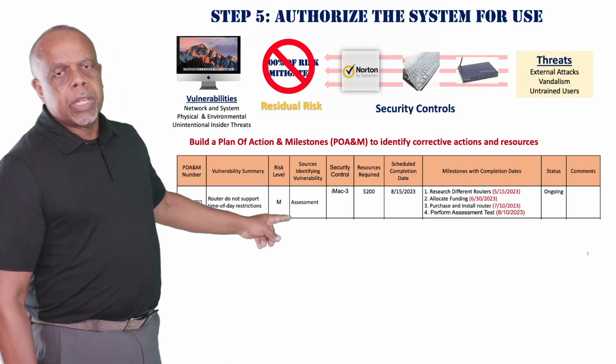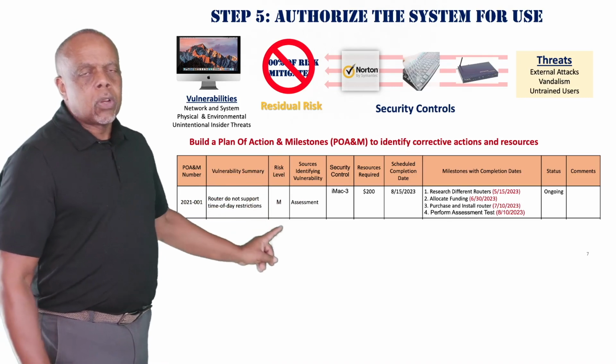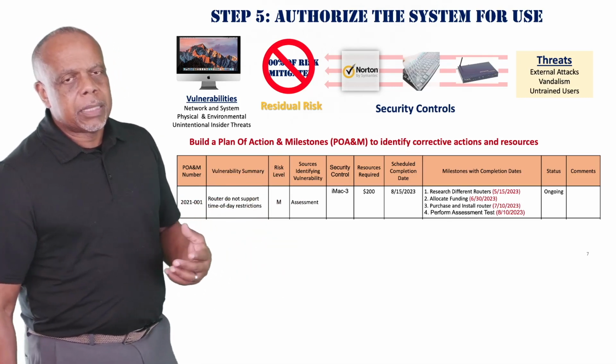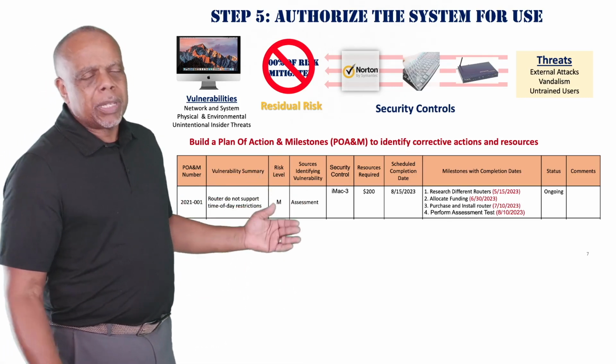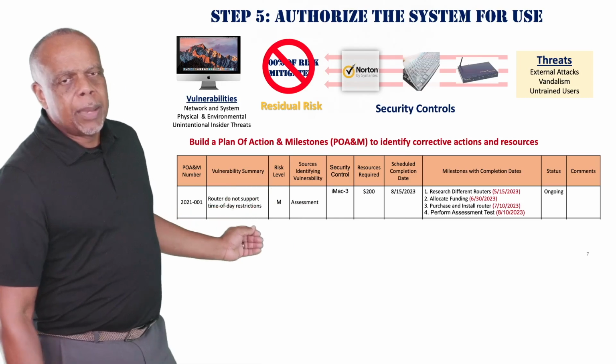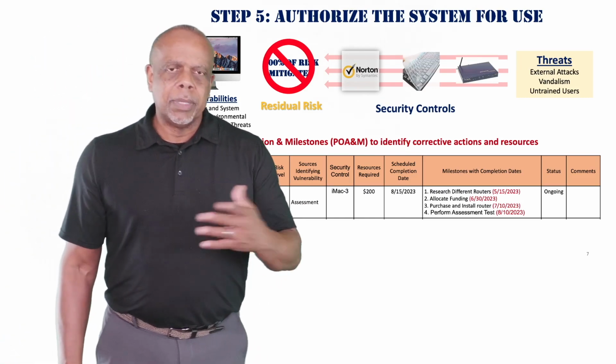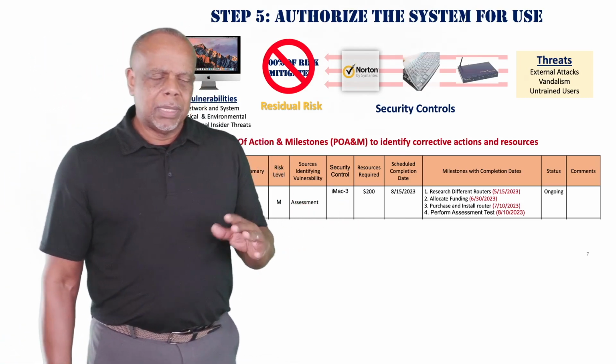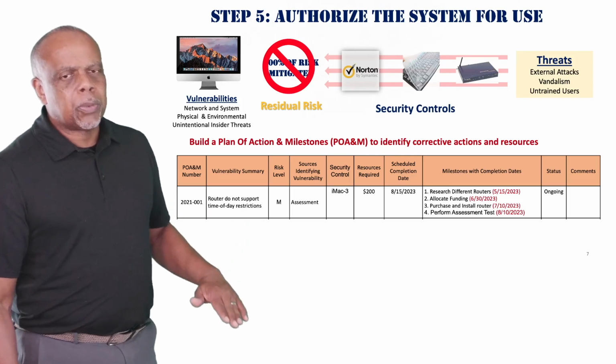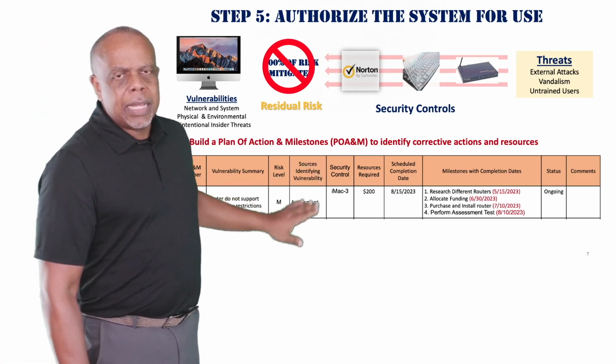Risk level. Now this right here is just an internal assessment that I made at the time. I say that's going to be a moderate level of risk, meaning that without the time of day restrictions, those grandkids are probably going to be going out to the internet. It's not high, but it does pose some threats. How did I identify this?